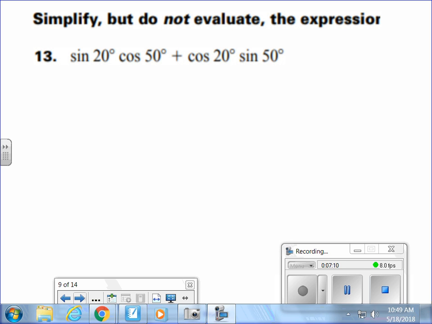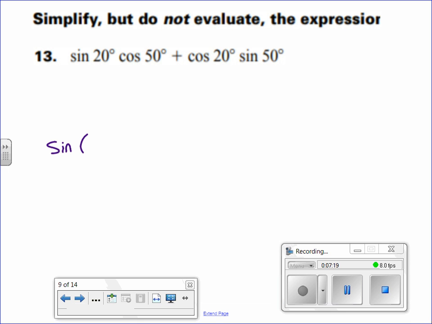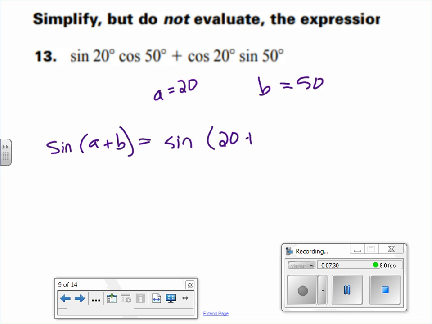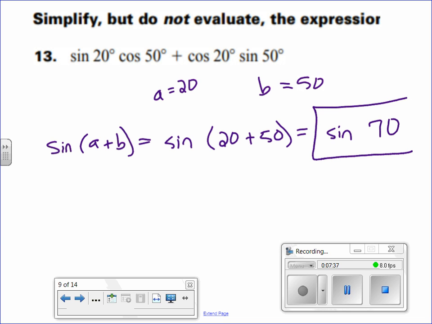So I'm seeing a sine, and then a cosine, and then a plus, and then a cosine and a sine. So do you know what formula they used? The sine a plus b formula. Now, what was their a value and what was their b value? 20 and 50. So basically they did a sine of 20 plus 50 formula. So what they were trying to do here was find the sine of 70. And that's your answer. Okay? Make sense?